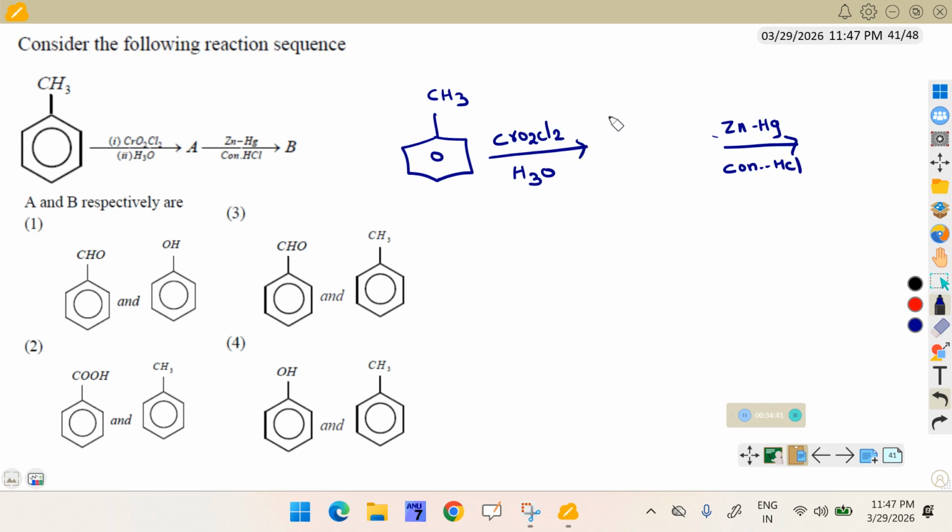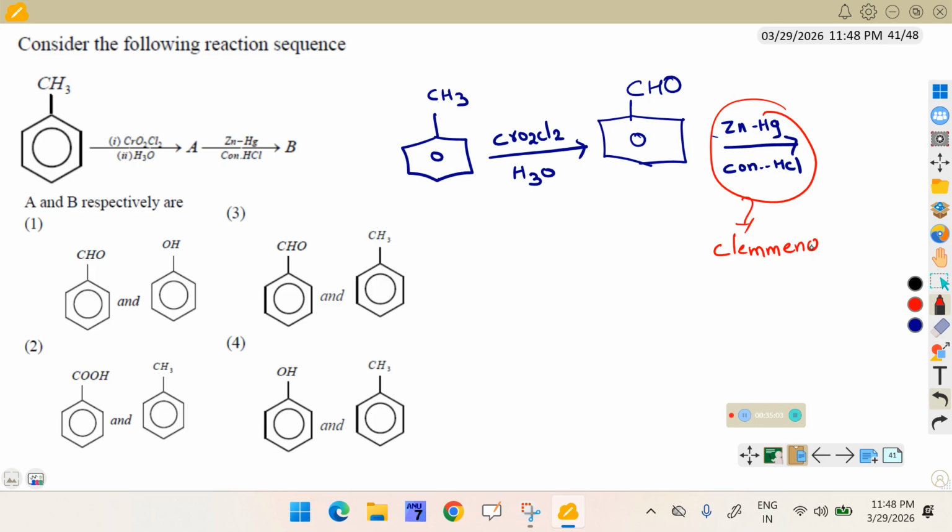Toluene reacts with CrO2Cl2, then it gives benzaldehyde, C6H5CHO, and the reaction is considered as Etard reaction. Now aldehyde reacts with zinc amalgam and concentrated HCl. Clemmensen reduction takes place. Aldehyde group is converted to alkane, C6H5CH3. Reduction process takes place. So A is C6H5CHO and B is C6H5CH3.